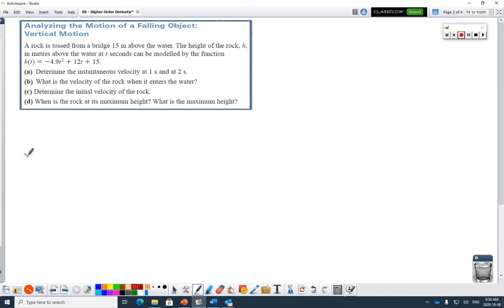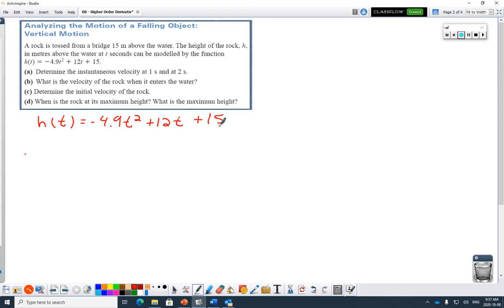Okay, here's the equation they gave us. And this equation is awesome. This is the perfect equation. When you throw things up in the air and they fall back down, they almost exactly follow this equation. Negative 4.9 t squared plus 12t plus 15.